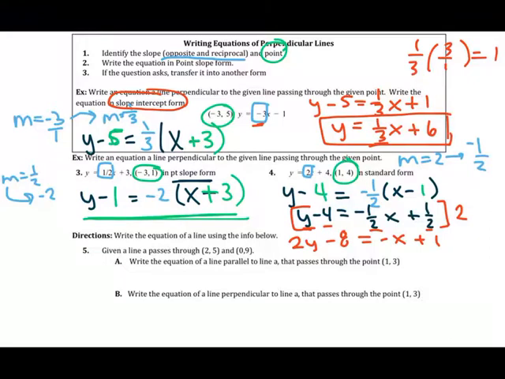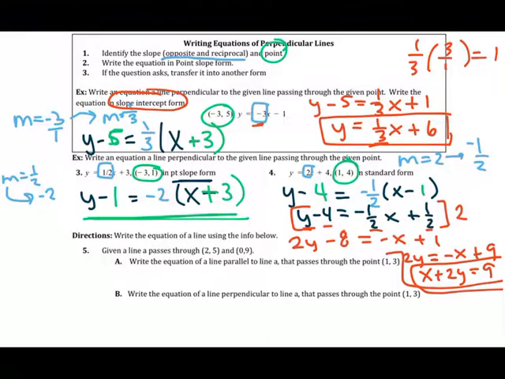Now for this to be in standard form, I need all of my constants on the right, so 2y equals -x. If I add 8 to both sides, that's going to give me 9. And then I need to move x to the other side, so x plus 2y equals 9 is going to be my final answer. All right, let's look at the very last problem.